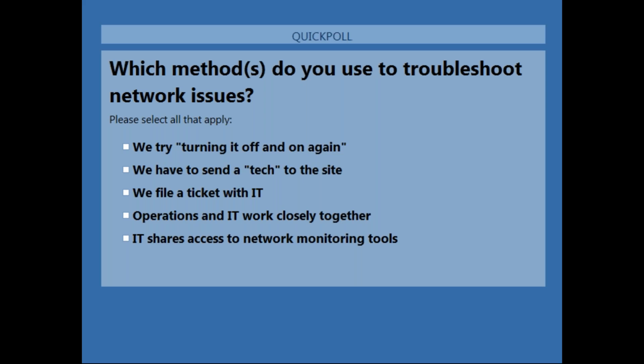Number two, we send a tech to the site. This is the expensive one. You've got to send somebody out to the site. When we look at some of our customers, a lot of them have pretty widely dispersed assets. That can be a pretty expensive proposition. We file a ticket with IT. Operations and IT work closely together, the fourth one on there. That's great. And last one, IT shares access to the network monitoring tools. That's a great collaboration model, and we see that as a best practice among some of these progressive companies. Oliver, are we at a point we can share that?